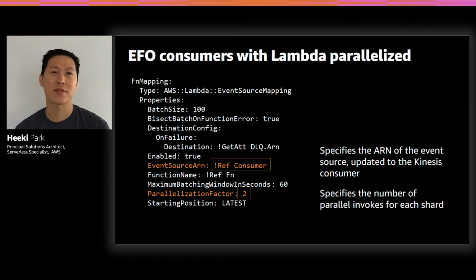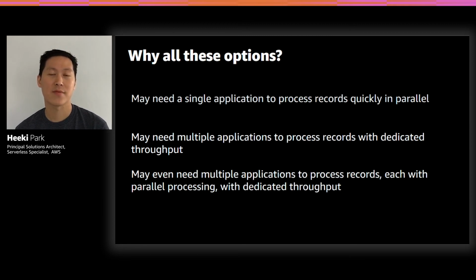So why all these options? A standard consumer with parallelization factor may suffice for the use case, wherein a single application processes many records in parallel. An EFO consumer can be configured if multiple applications need access to the stream and have heavy throughput or bandwidth requirements. And if those multiple applications have intense compute applications or operations, those operations can be parallelized further to increase processing capacity.